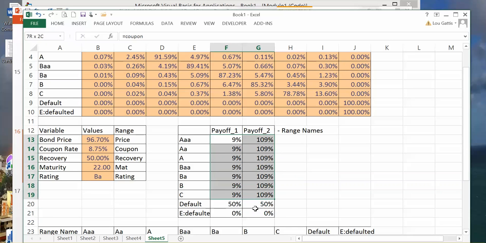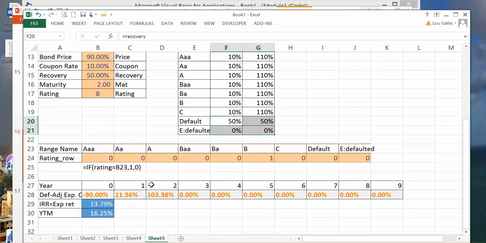So your coupons are 9% in this case. Actually, let's change this back to our original bond. It's a bond selling at 90, 10% coupon, 50% recovery, 2, and a B. So remember, your coupons were 10% of par. At maturity, you get 110% of par, and these are your recovery rates. Now, if you look at again, here's our payoff 1. This is payoff 2.